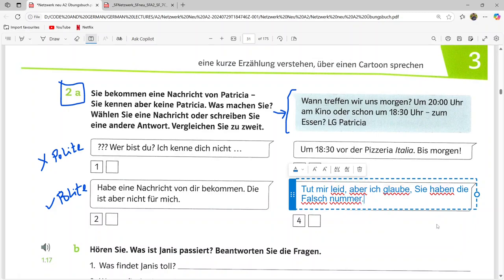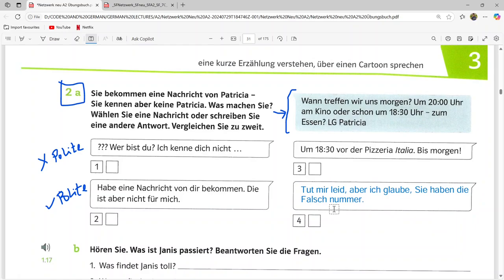Sorry, I think you have the wrong number. This is the most polite one. If you don't want to be polite like this, you can choose this one.